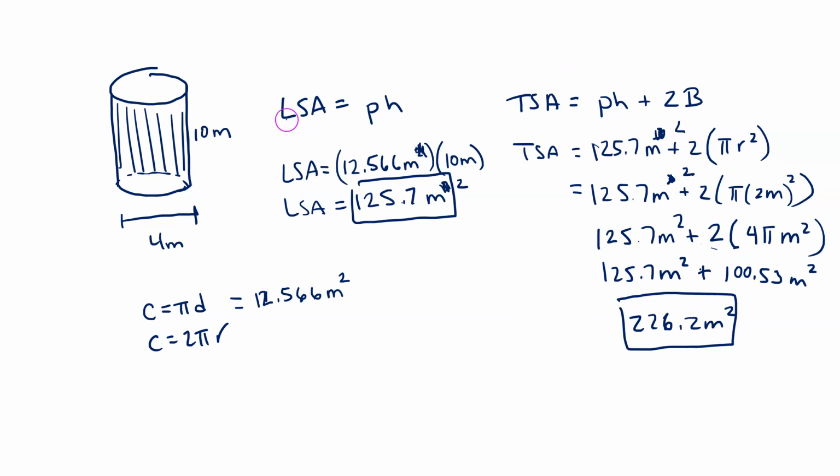All right, so the lateral surface area is only taking into account this piece all the way around the shape. But now the total surface area is taking that into account, plus what is the area of the bottom and what is the area of the top.